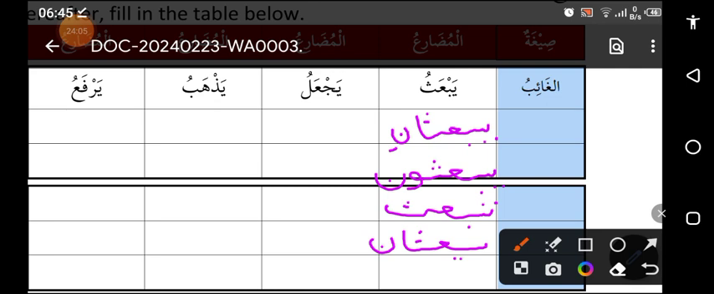Always remember, siga number 6 starts with a ya. Yab'athna. So yab'athu, yab'athani, yab'athuna, tab'athu, tab'athani, yab'athna.